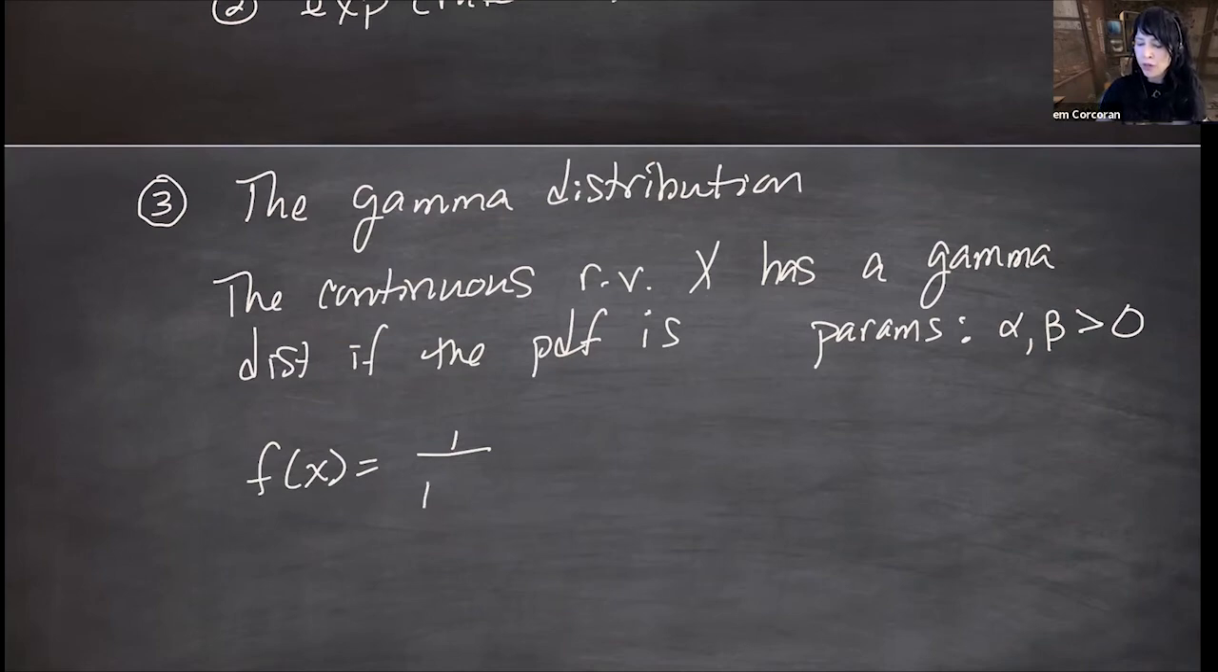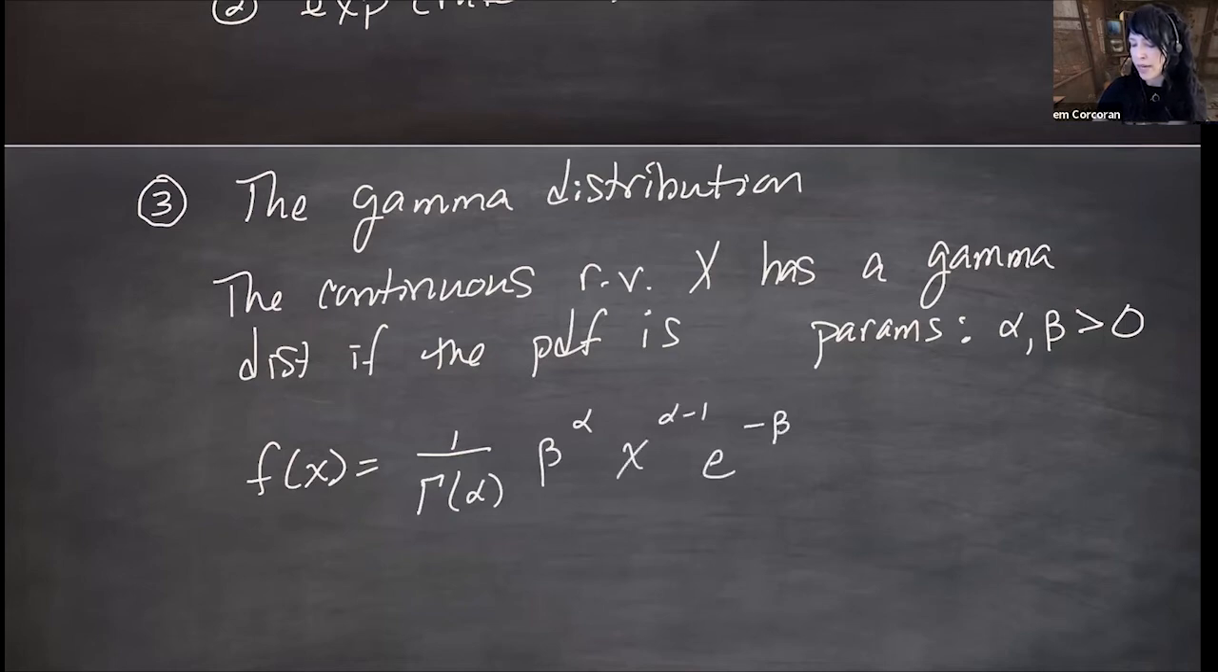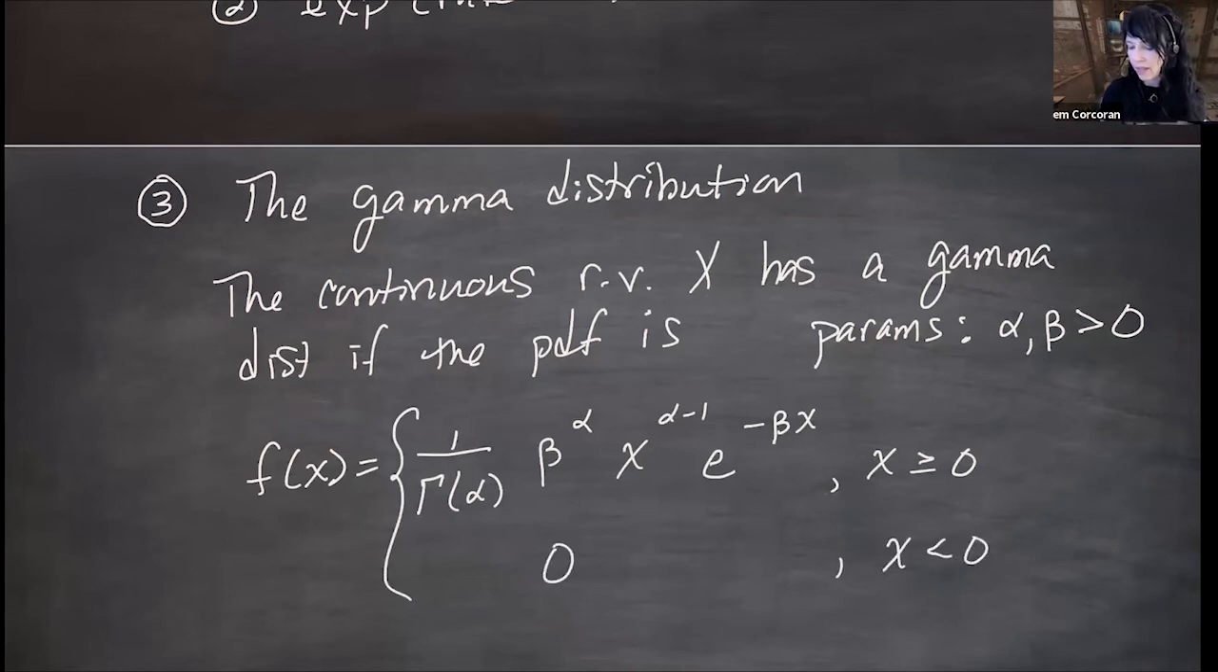But the PDF is 1 over something known as the gamma function, which I am going to define if you haven't seen it. The gamma function of alpha, times beta to the alpha, x to the alpha minus 1, e to the minus beta x, for x greater than or equal to 0 and 0 otherwise. Where again, this is something known as a gamma function, which I'm going to define in a minute.